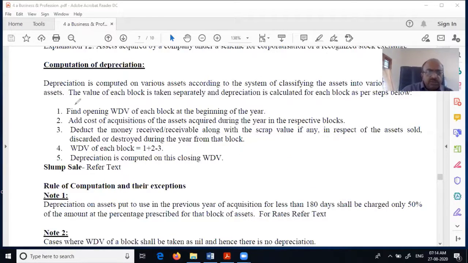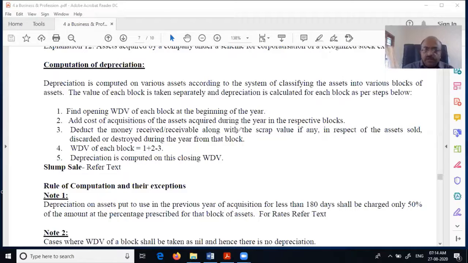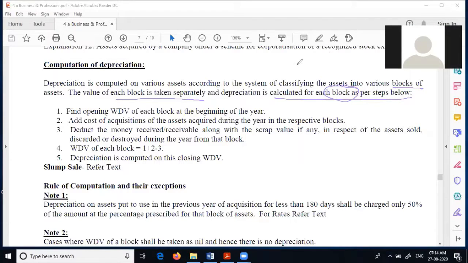The next thing, therefore, depreciation is computed on various assets according to the system of classifying the assets into various blocks of value. The value of each block is taken separately and depreciation is calculated for each block as per its rate. How many blocks are there? 10 blocks. So everything need not come. You may get sometimes a couple of blocks, not always, but you have to keep the block concept.